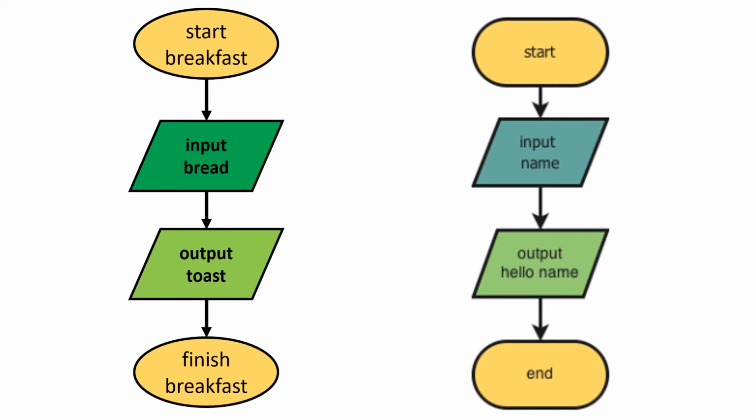And here is another example from the internet. We start, we input a name, we output hello name, and we end. This is a classic example of computer coding. You type in a name and then the computer outputs hello name.